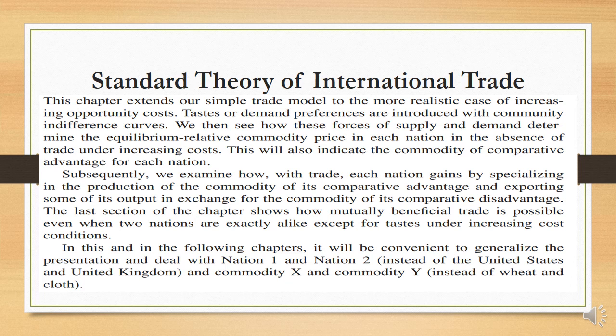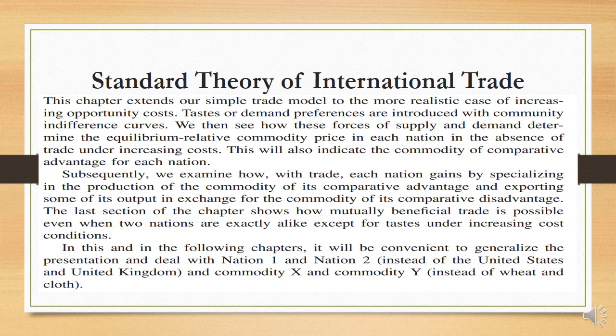We then see how these forces of supply and demand determine the equilibrium of relative commodity prices in each nation, in the absence of trade under increasing cost. This will also indicate the commodity of comparative advantage for each nation. Subsequently, we examine how, with trade, each nation gains by specializing in the production of the commodity of its comparative advantage and exporting some of its output in exchange for the commodity of its comparative disadvantage.